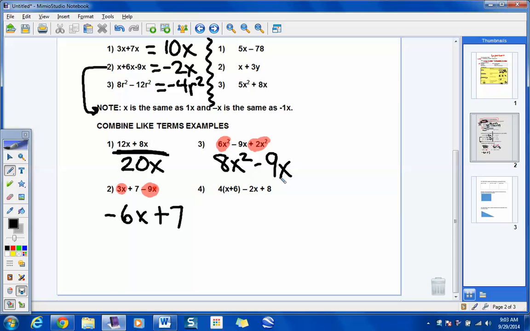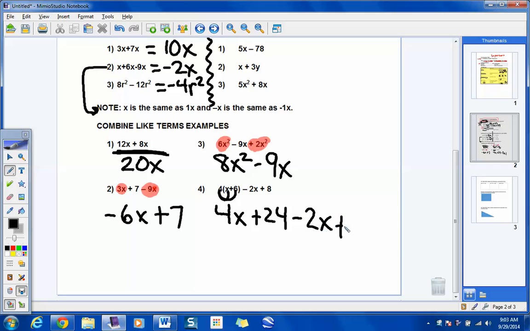So let's rewrite this problem right here. Help me out and distribute. How about the 4 times the x right here? What is that? And then how about the 4 times the plus 6? Plus 24. Then I'm going to write the remainder of the problem behind that. You get that the 4x plus 24 is the distribution from the 4 to that quantity x plus 6, right? Then behind that you still have a minus 2x and a plus 8, right? Okay.